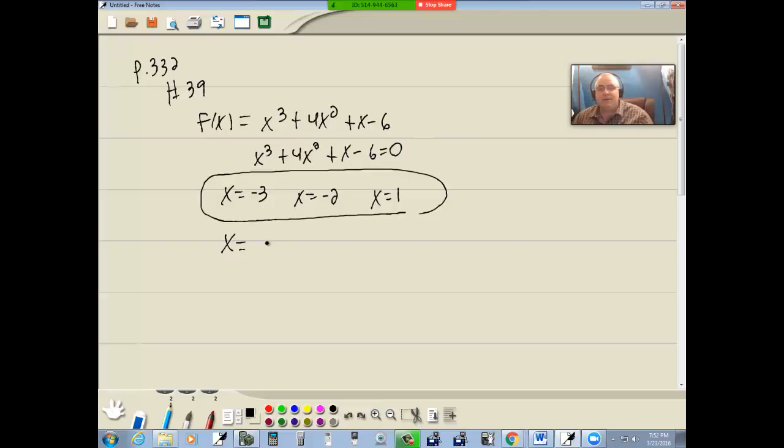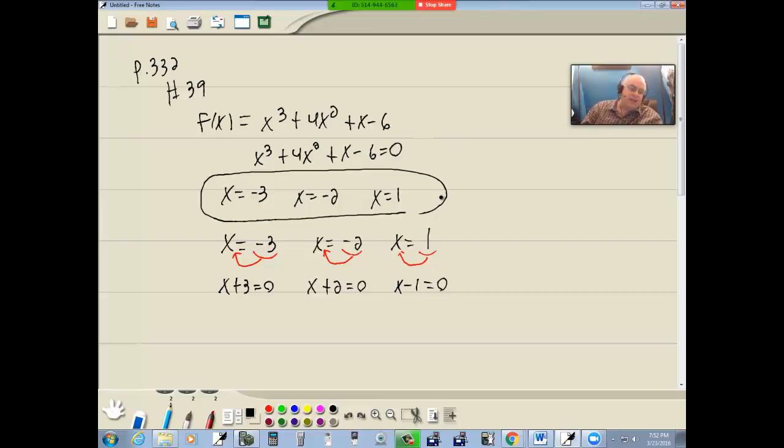Okay. Now we want to factor it. Let's see how in the world we're going to do that. After you come up with your answers, move the negative 3 over, move the negative 2 over, and move the 1 over to the same side as the x. We get x plus 3 is equal to 0, x plus 2 is equal to 0, and x minus 1 is equal to 0. When you take anything across the equals, the sign changes.